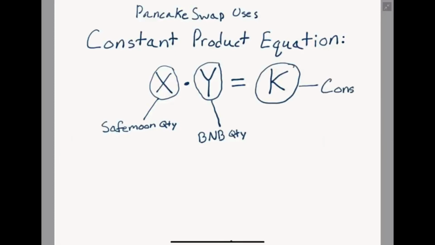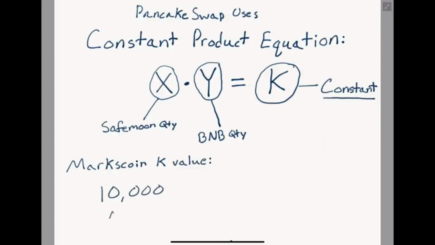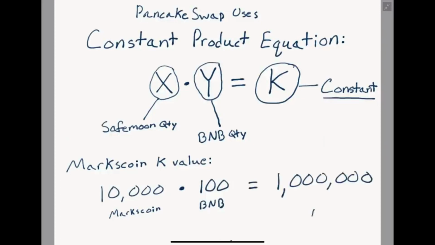The main thing to take away from this function is the fact that the product K is held constant and does not change. Let's see what the K value for Mark's Coin is. So we take our 10,000 Marks coin and we multiply that by the 100 BNB to get an answer of K equals 1 million. Now K cannot change, and this may not seem important, but let's walk through an example of the first transaction that takes place with Marks coin.